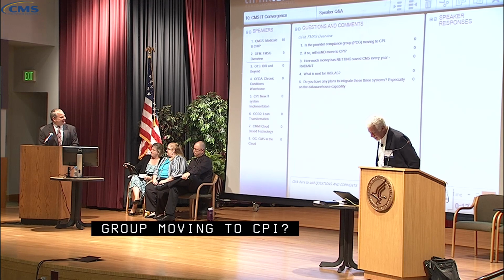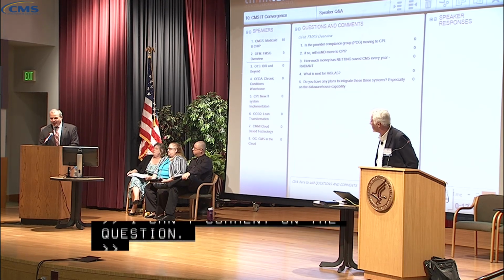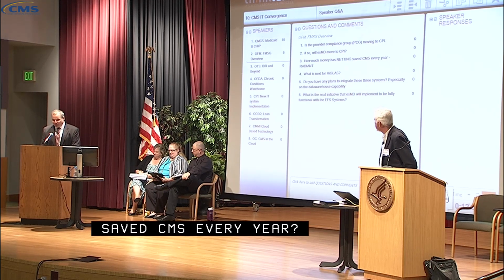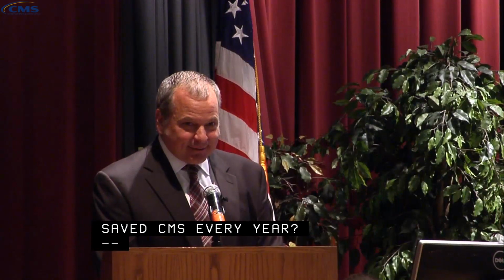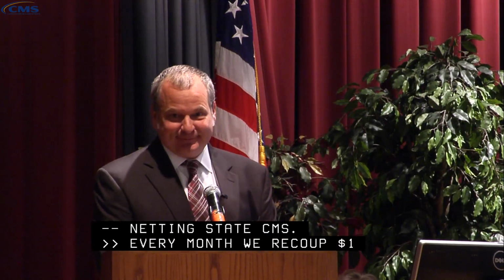How much money has netting saved CMS every year? So every month we recoup $1 billion. Okay, so every year, do the math. 1 billion a month, 12.